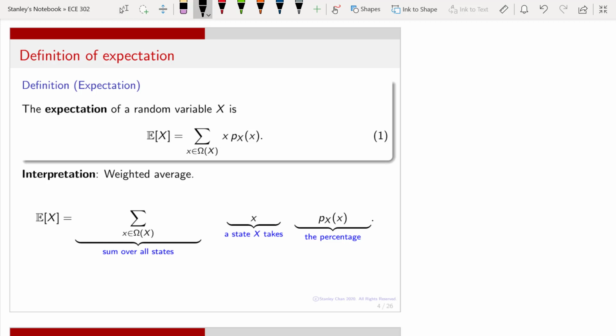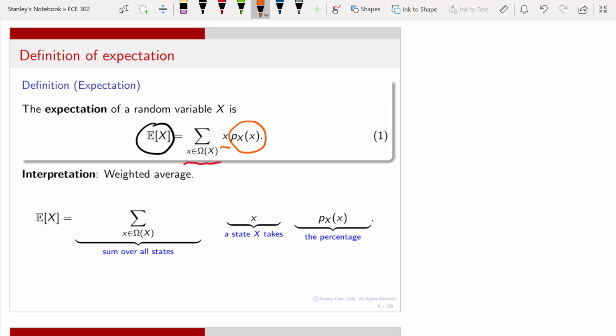The expectation of a random variable X is defined using the following formula. The notation of the expectation is given by E applied to a random variable X. On the right-hand side of this equation, we have a summation of a product between x and also the probability mass function, p_X. So how do we understand this equation?